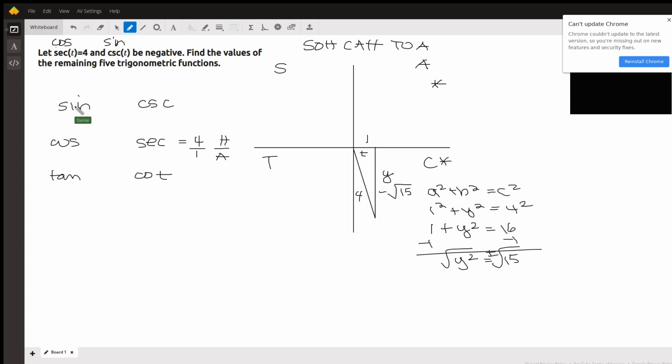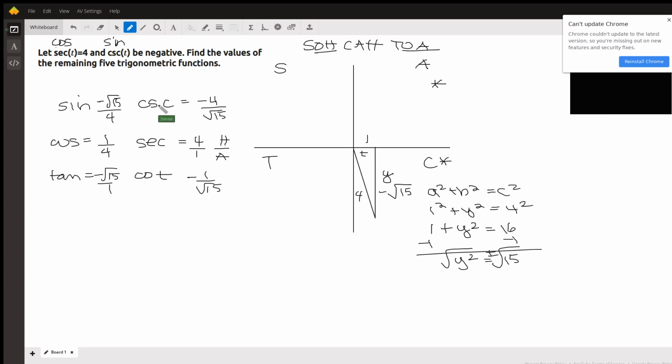Okay, so let's go through all of these. Sine is opposite over hypotenuse. So this is going to be negative radical 15 over 4. Cosine, well, we could do adjacent over hypotenuse, or we could just take the reciprocal of the secant that's given to us. So this is going to be 1 over 4. Tangent, opposite over adjacent. So this is going to be negative radical 15 over 1. And now we can take the reciprocal to get the cosecant and the cotangent. So this will be negative 4 over radical 15. Negative 1 over radical 15.